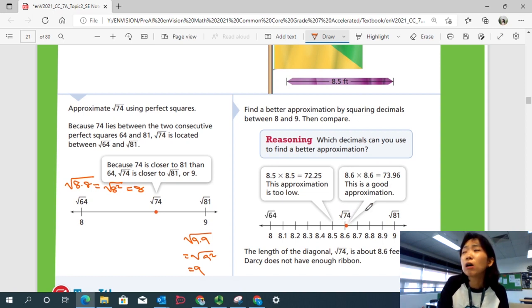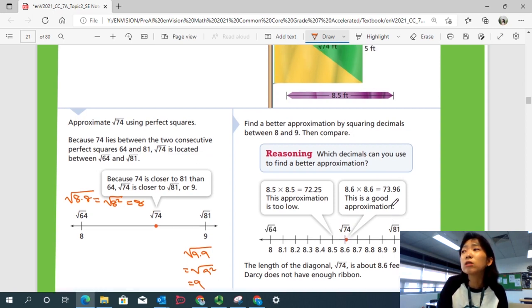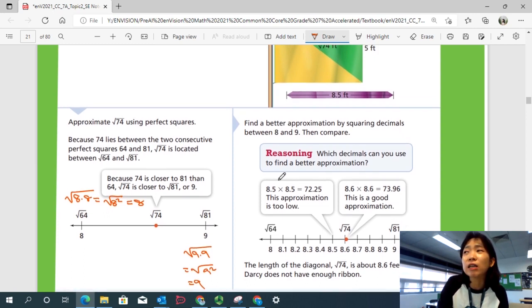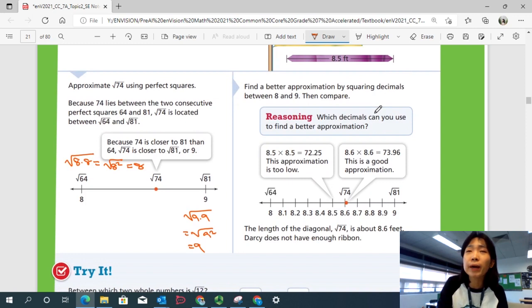So it's going to be around 8.6. So the length of the diagonal is about 8.6. It's definitely greater than 8.5. So you can say that she doesn't have enough ribbon. The ribbon is a little bit shorter than the diagonal because it's 8.5. Okay, so compare your rational numbers with irrational numbers using approximation.